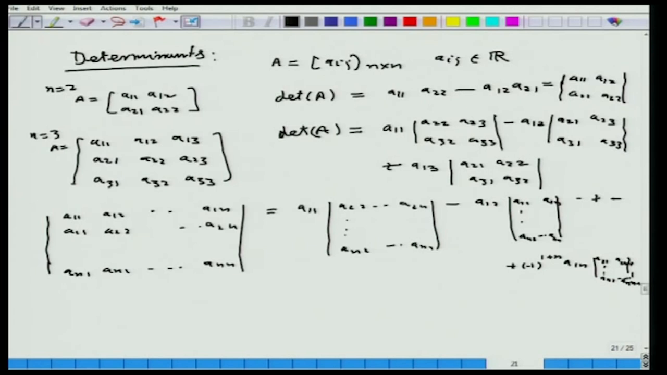So, that is how you define the determinants of various square matrices. Now, these are used in order to solve linear equations like this.